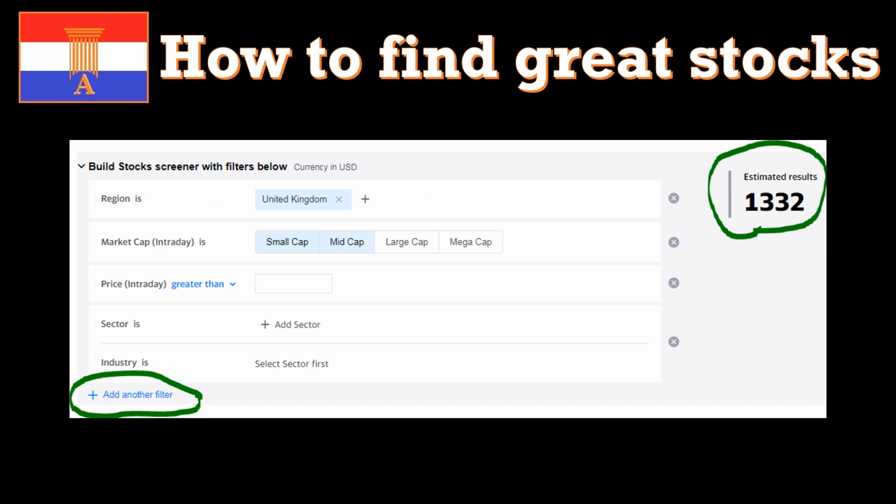So I selected United Kingdom. Why did I select United Kingdom? Well, because of the Brexit, there's a lot of uncertainty there, and where there is uncertainty, there are opportunities. So I just want to look there. I have selected small cap and mid cap, and just that has resulted in over 1,300 estimated results, as you can see on the right. And here in the bottom left corner, you can add another filter. And that's basically what we're going to do next.